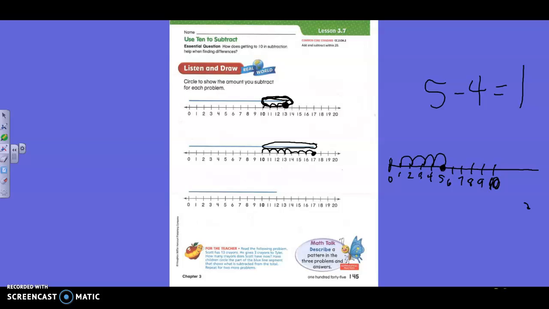Okay, last problem. Are you ready? Yes. James has 12 crayons. He gives 2 crayons to Cassie. How many crayons does James have now? Are we adding or subtracting? Subtracting. What are we starting with? 12. So put a dot. And jumping back, how many did he give Cassie? 2. So jump back 2. 1, 2. How many does he have? 10 crayons. Circle the blue line.